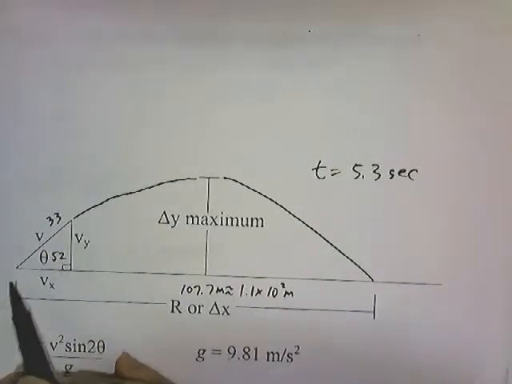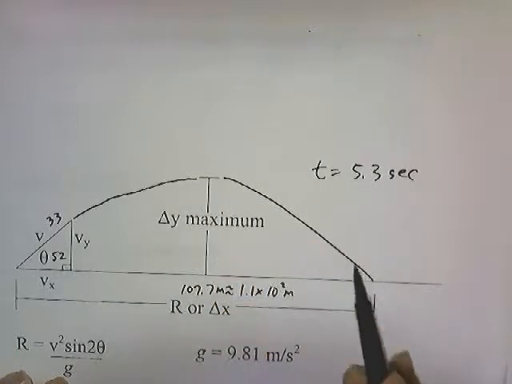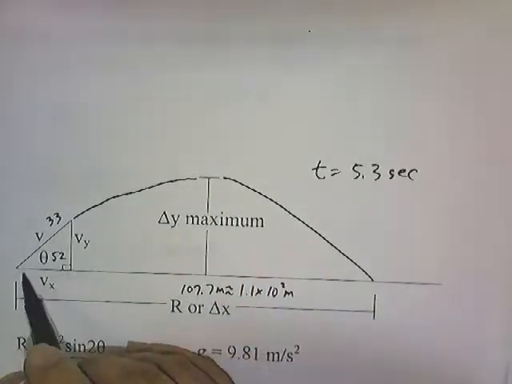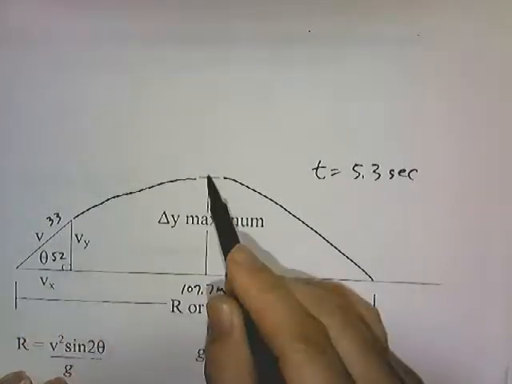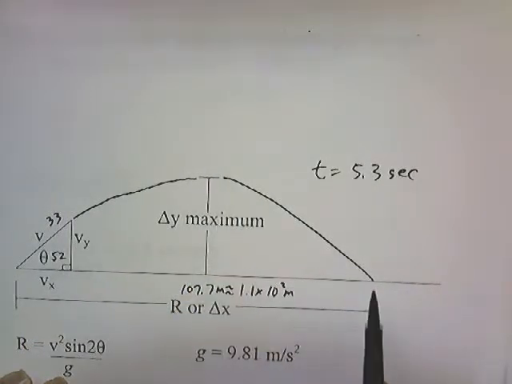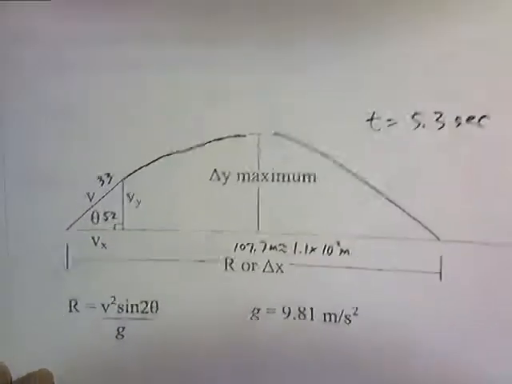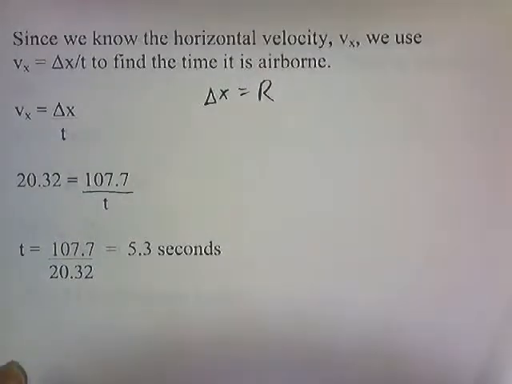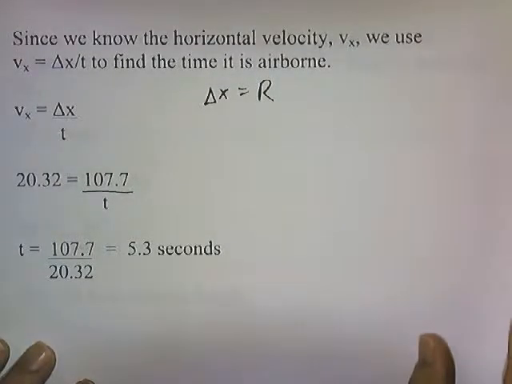By the way, it spends half the time going up and half the time coming down. So half of 5.3 is the time it takes to go from here to the maximum, and then half of 5.3 is the time it takes to go from the maximum all the way back down to the ground. Just FYI.